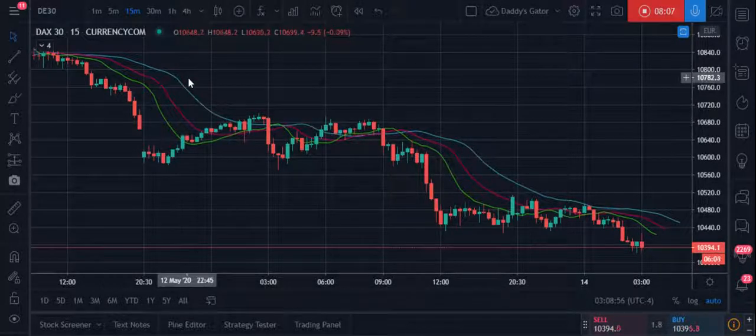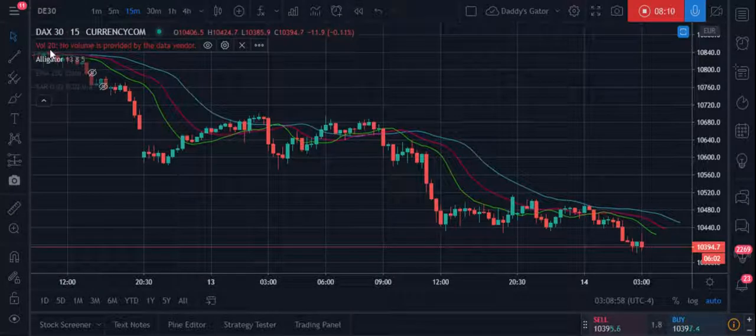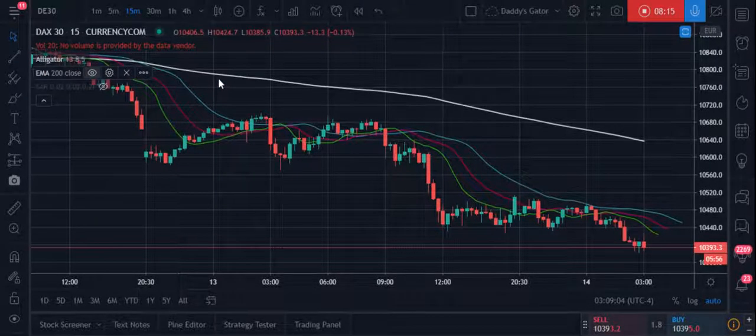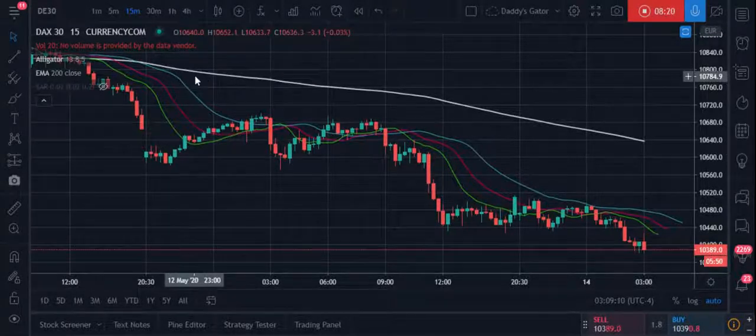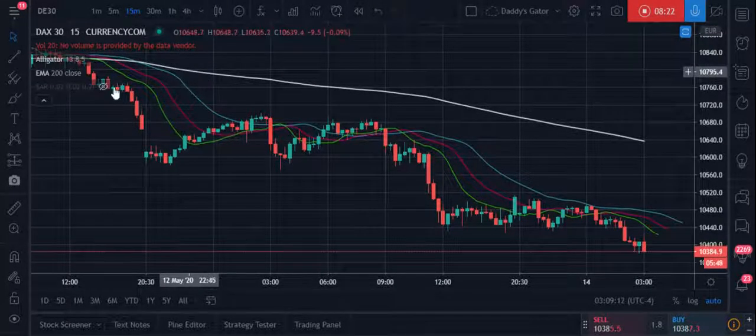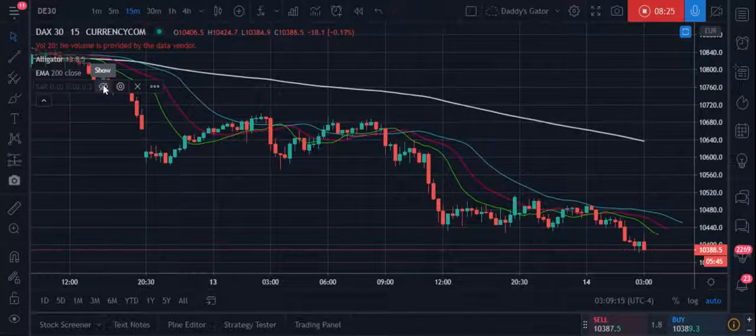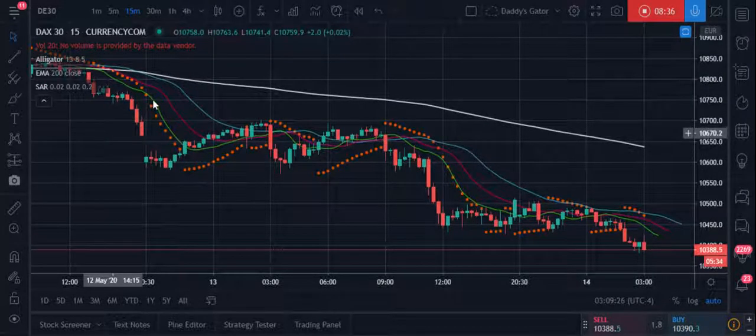And that's the alligator. But anybody who knows me knows that no matter what technique I'm using, I always trade with this 200 EMA. See my other videos to know exactly why I trade with that. And I do not execute a trade, whether long or short, without final confirmation from my SAR dots, stop and reversal, those orange dots there.